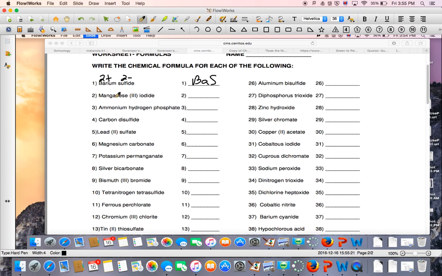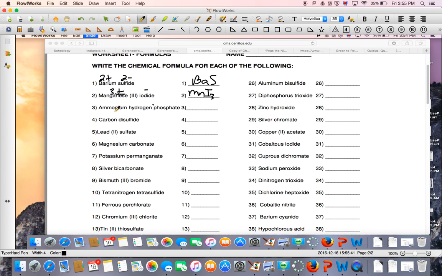Okay? Manganese iodide. In this case, it's manganese 3, so he has a 3 positive charge. Iodide is iodine, he's got a -1. So it takes 3 of the iodine. So it's MnI3. So if you dropped and switched, the 3 would come down behind the iodine, the 1 would come over here.